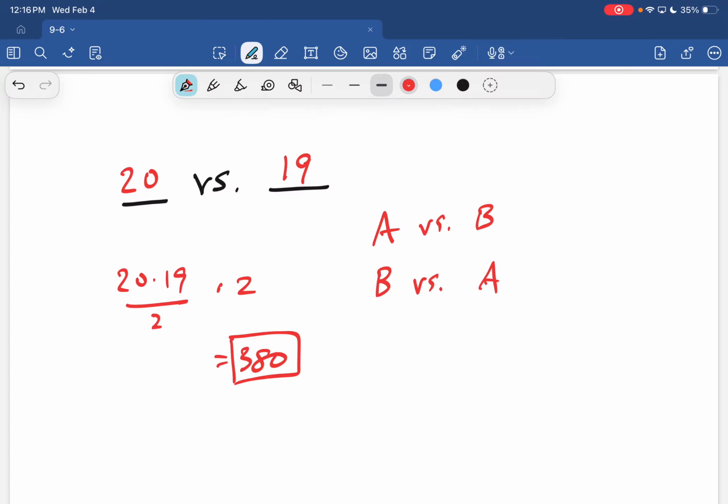Because if each team plays each other twice, then A versus B and B versus A are technically not distinct. Yeah, theoretically, you could say something like that. You could specify this is my home team versus my away team. Then the ordering does matter, so you wouldn't be overcounting. But in that case, you have to make sure you're not multiplying by 2, right?